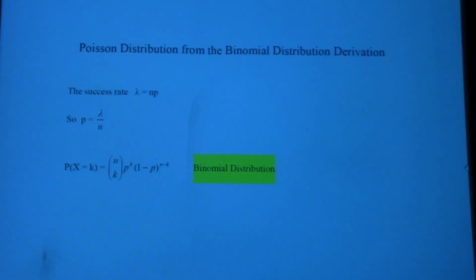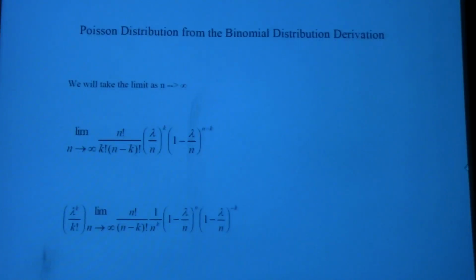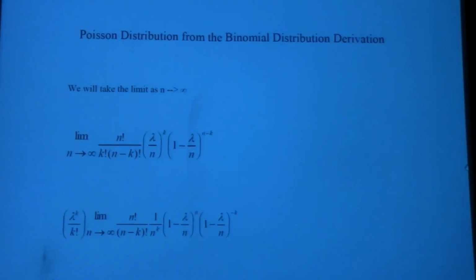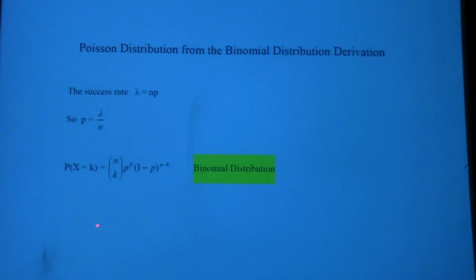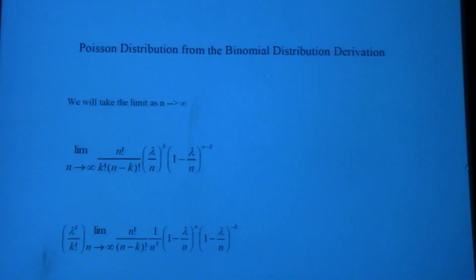And the binomial distribution becomes the Poisson distribution as you take the limit, and the limit is as n approaches infinity. So we have the limit as n approaches infinity of n choose k, then p is equal to lambda over n, so p to the k is lambda over n to the k, and then 1 minus p to the n minus k is 1 minus lambda over n to the n minus k.